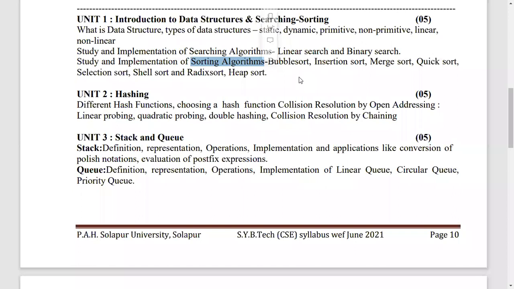For that purpose, so many algorithms are there, and we'll discuss all of them: bubble sort, insertion sort, merge sort, quick sort, selection sort, shell sort, radix sort, heap sort, right? All these algorithms we will discuss as well as implement using C programs.